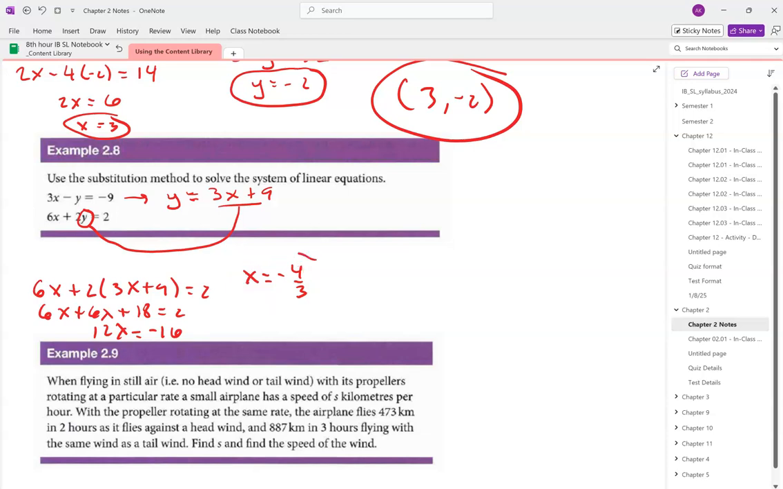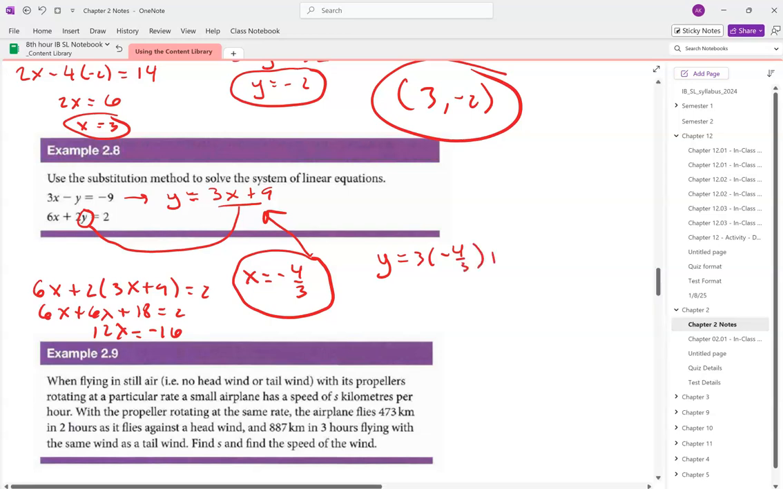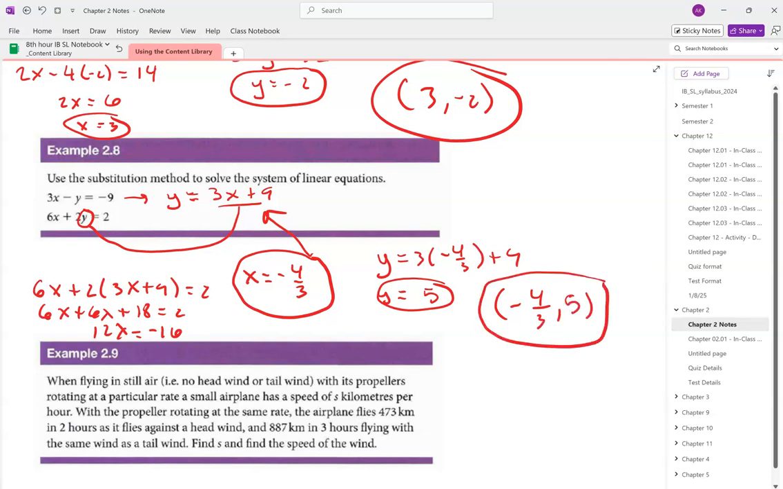So now I have x equals negative 4/3. What do I do with that? How do I get y? Where should I plug it in? Yeah, I plug it in here because the y is already by itself. That's the easiest place. But you could plug it into one of the first two equations. You guys feel okay there?